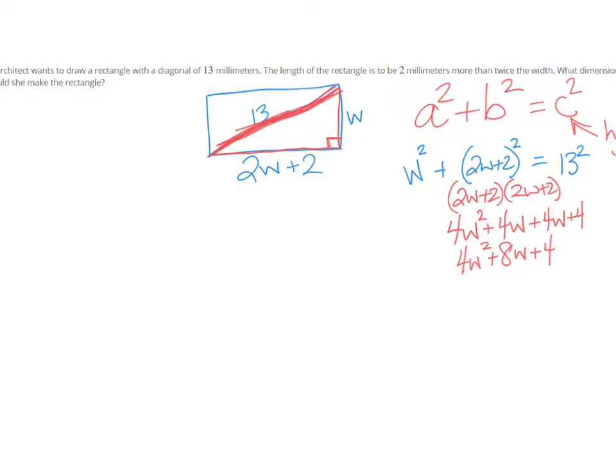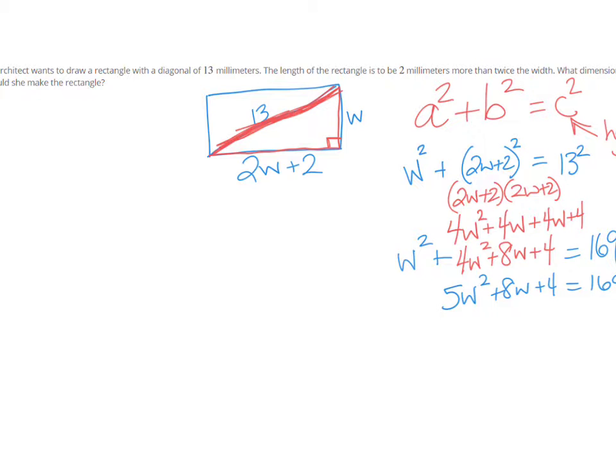All right, and as always, don't forget to bring the other stuff down. And 13 squared is 169. So now I'm looking at the left side of this equation and seeing if there's any like terms I can combine. I've got a W squared plus a 4W squared. That would get me a 5W squared plus 8W plus 4 equals 169.